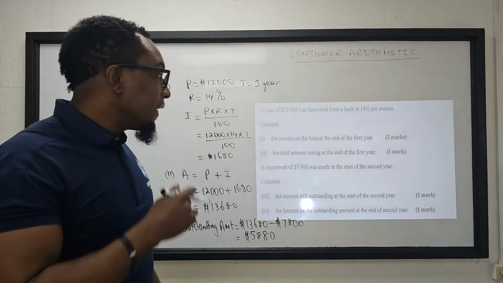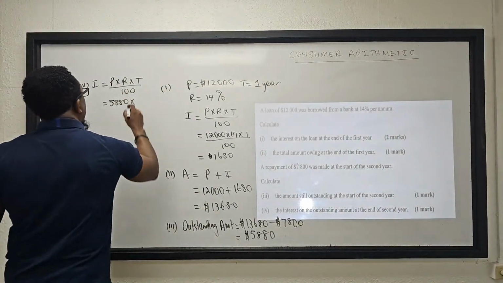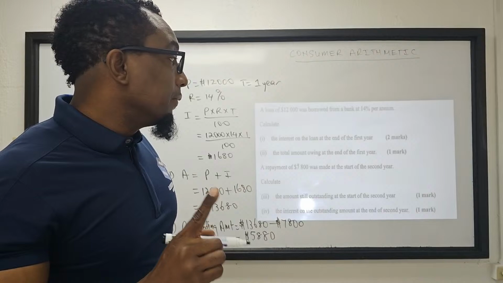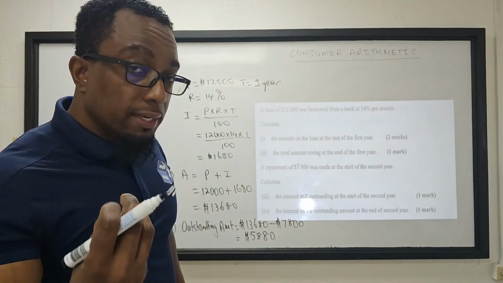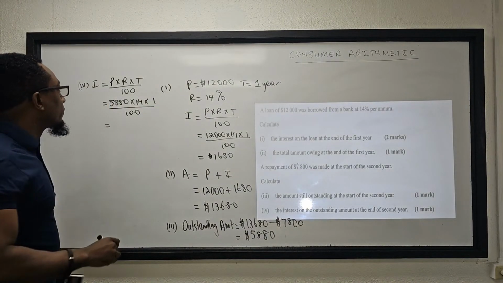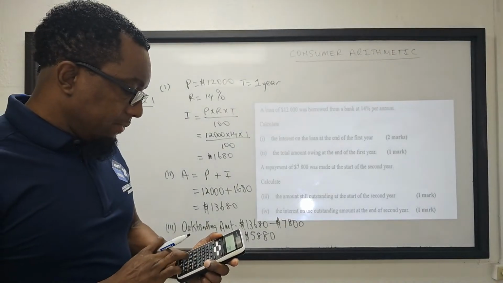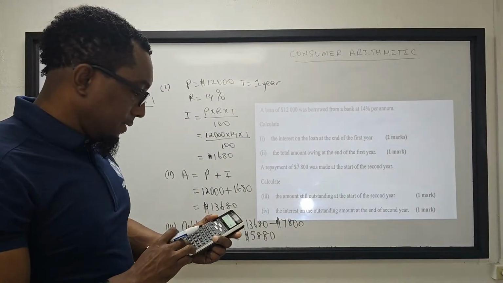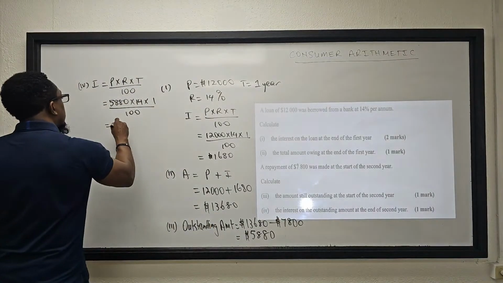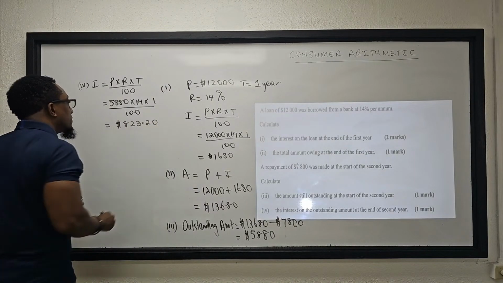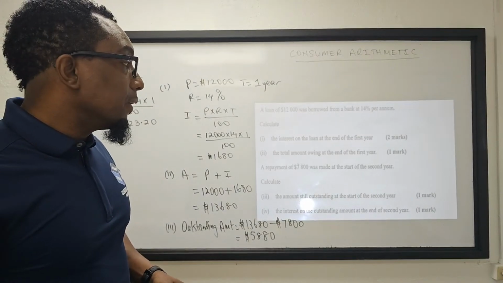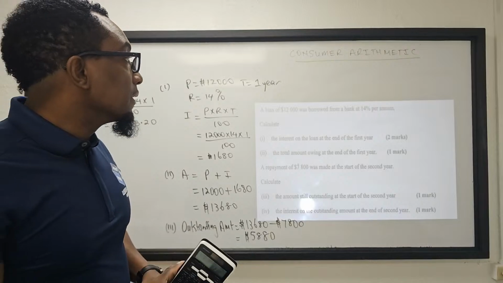So that's 5,880 by the rate, which is 14%, by the time, which will be 1 year, because it is the 1 year outstanding amount at the end of the second year. So that's 1 year all over 100. We're going to get 5,880 times 14 divided by 100. So that will be $823.20. That's the interest on the outstanding amount at the end of the second year.